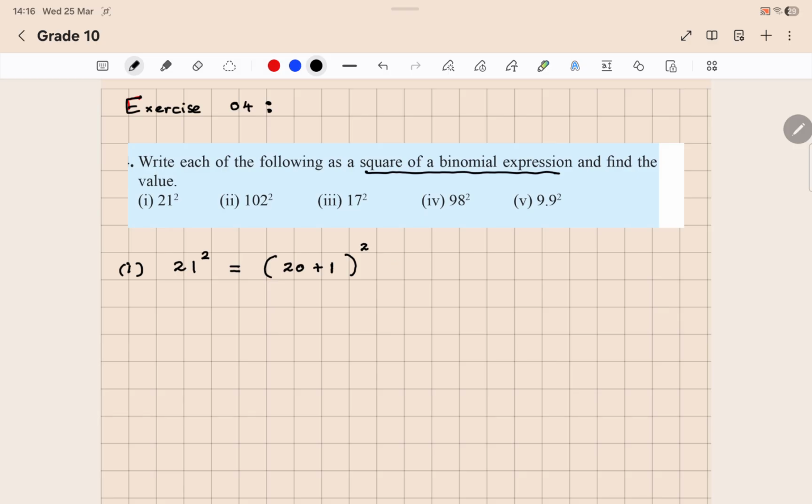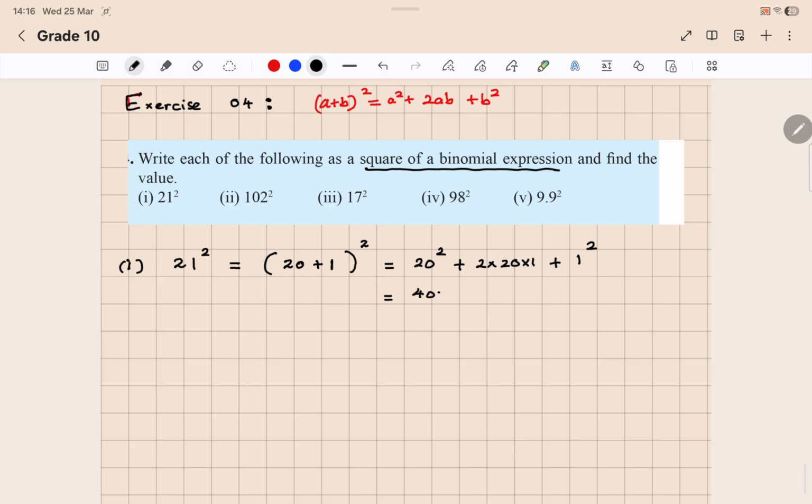Then you can use what? The (a plus b) squared formula. (a plus b) squared is what? a squared plus 2ab plus b squared. So now our a is 20. So 20 squared plus 2 into 20 into 1 plus 1 squared. 20 squared is easy, no? 400. 400 plus 40 plus 1. 441. So sometimes this method is easy to find squares. Use it when you break it into terms that are easy to square, like 20 squared, 10 squared, 50 squared. Those are easy terms to square.